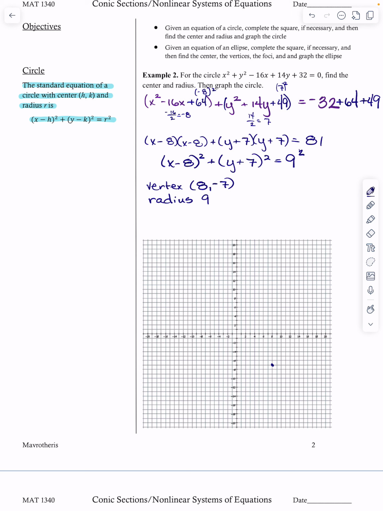And if my radius is 9, I'm going to use this the easiest way possible. I'm going to go straight up. 1, 2, 3, 4, 5, 6, 7, 8, 9. Straight down. 1, 2, 3, 4, 5, 6, 7, 8. There's 9. I'm going to go 9 to the right. 2, 3, 4, 5, 6, 7, 8, 9. And 9 to the left. 1, 2, 3, 4, 5, 6, 7, 8, 9.